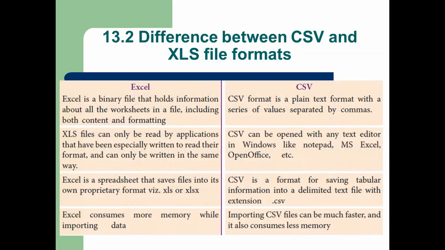Now we are going to see the difference between CSV and XLS files. An XLS file is a file created using Microsoft Excel. First point, Excel is a binary file that holds information about all the worksheets in a file, including both content and formatting. The important point is that it stores all information regarding content and formatting, but the CSV format is plain text, a series of values separated by commas, where formatting is not considered.